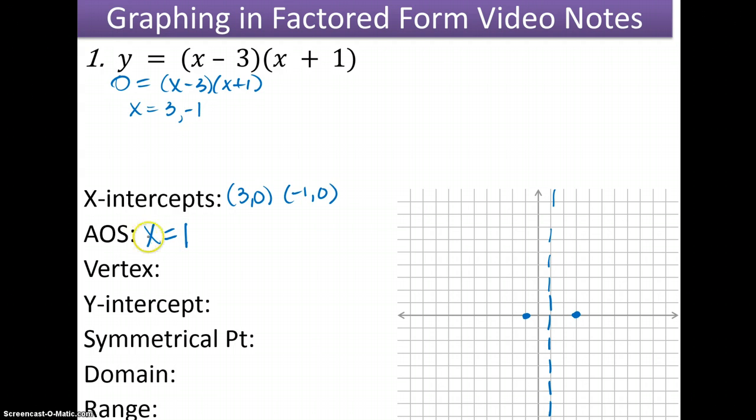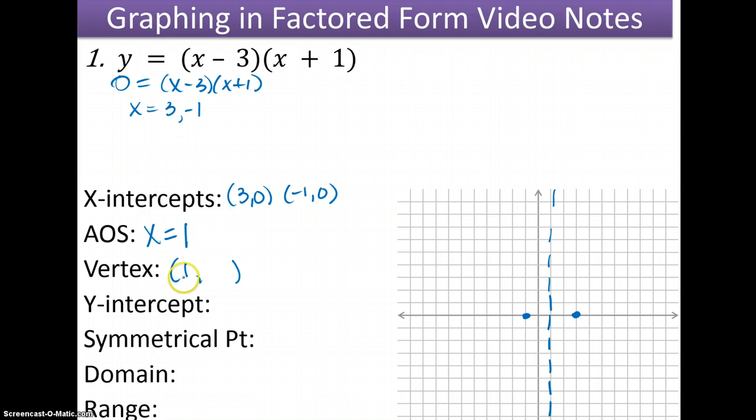The next thing that you need to know is that the vertex is always on the axis of symmetry. So if it's always on the axis of symmetry, whatever this x value is going to be the x value of the vertex. So our axis of symmetry has an x value of 1. So our vertex has an ordered pair of (1, something). Okay, so we're going to take a look and see how to find that corresponding y value.